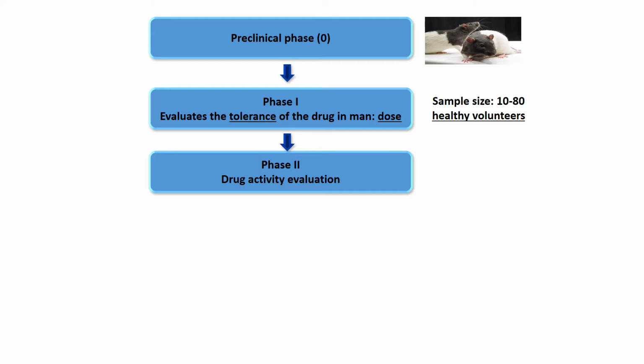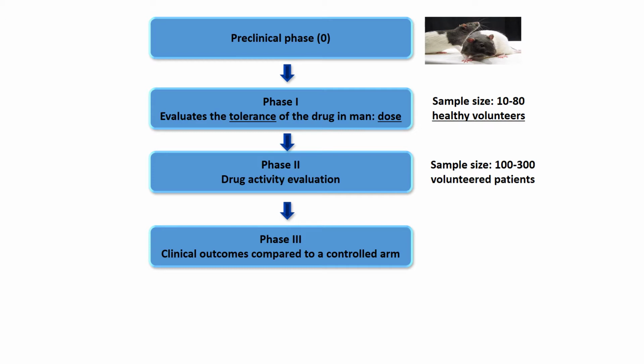The second phase of a clinical trial is aimed at evaluating drug activity, in other words, drug efficacy or efficiency for that matter. This phase is usually carried out on a sample size of about 100 to 300 volunteer patients. The third phase, and the most important phase for biostatisticians and epidemiologists, or even clinical researchers, is phase 3. It's the phase that actually determines whether the drug will be authorized into the market or not.